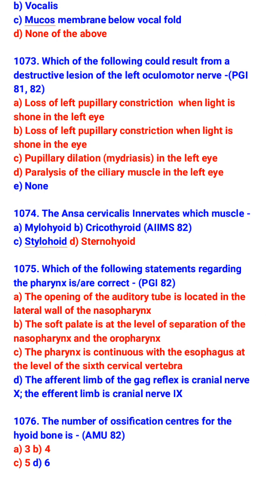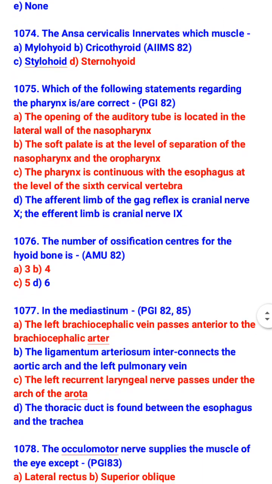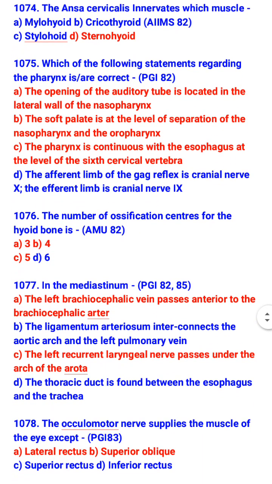Sternohyoid. Which of the following statements regarding the pharynx is correct? The opening of the auditory tube is located in the lateral wall of the nasopharynx. The soft palate is at the level of separation of the nasopharynx and the oropharynx. The pharynx is continuous with the esophagus at the level of the sixth cervical vertebra. The number of ossification centers for the hyoid bone is 3, 4, and 5.